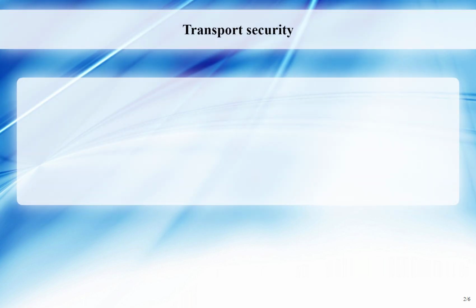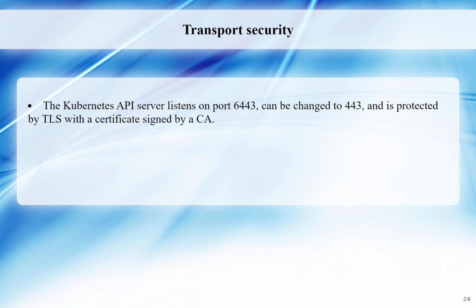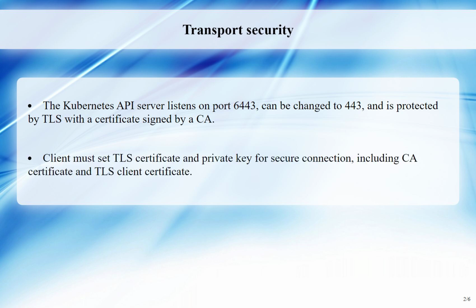Transport security. The Kubernetes API server typically listens on port 6443, but can be changed to 443 using the secure port flag. It is protected by TLS and presents a certificate that can be signed by a private CA or a recognized CA. The certificate and private key can be set using flags like --tls-cert-file and --tls-private-key-file.